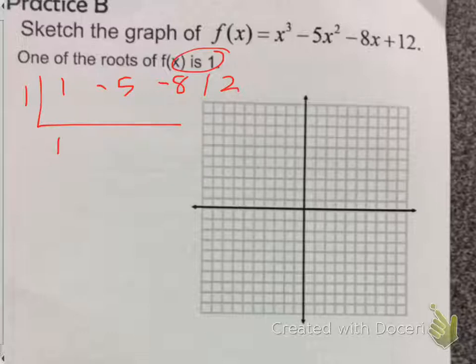So 1 times 1 is 1. Add those straight down to get negative 4. Times by the corner to get negative 4. Add straight down to get negative 12. Multiply by the corner to get negative 12. Add straight down to get 0.